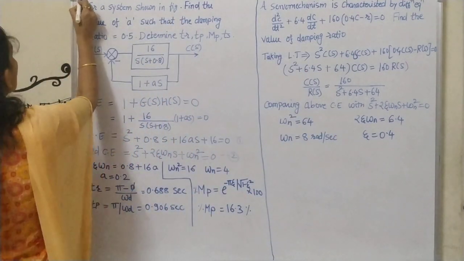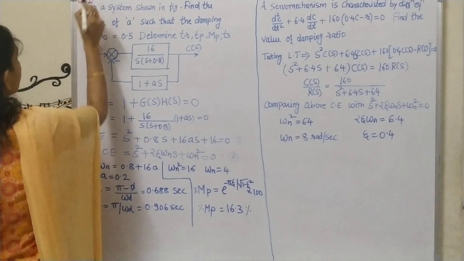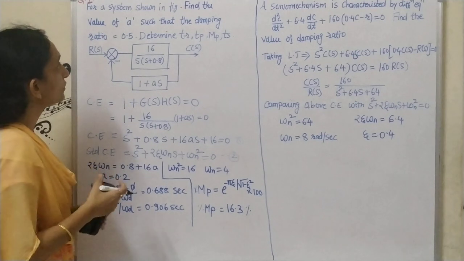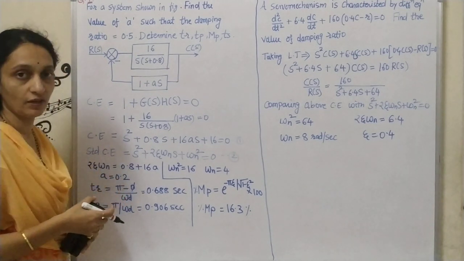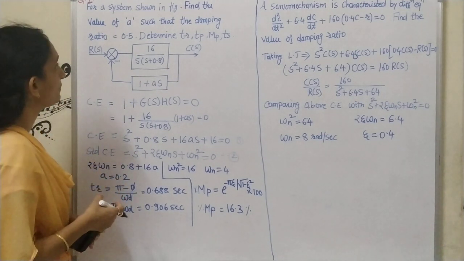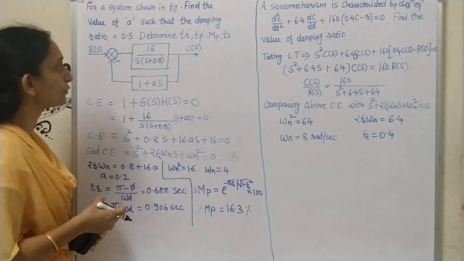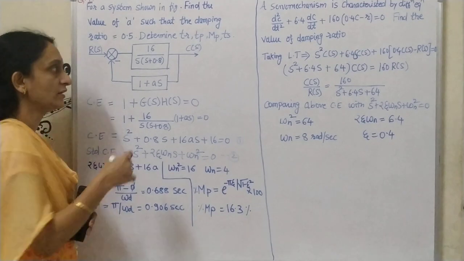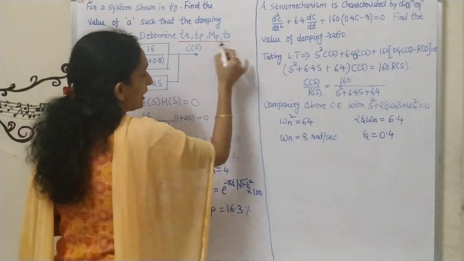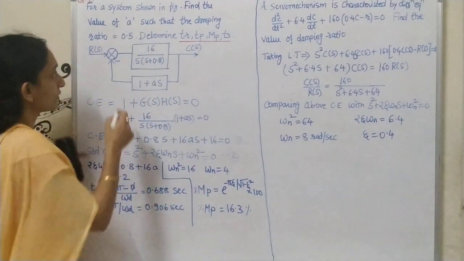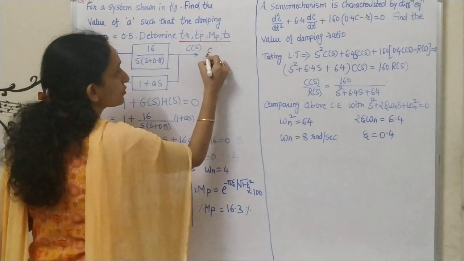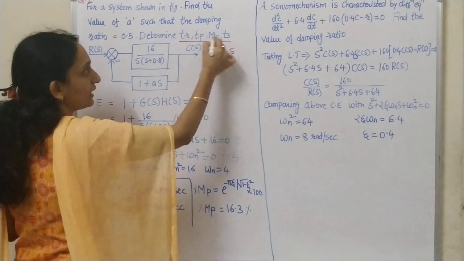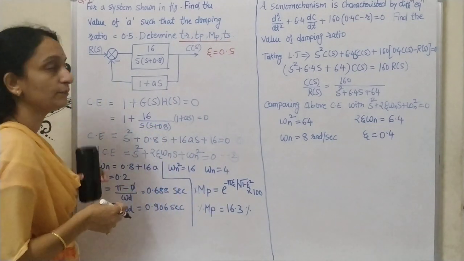Question number 1, the first numerical. For a system shown in the figure, find the value of A such that the damping ratio is equal to 0.5. Determine TR, TP, MP and TS. We have studied that these are time domain specifications. The damping ratio zeta is given as 0.5, and you need to calculate TR, TP, MP and TS.